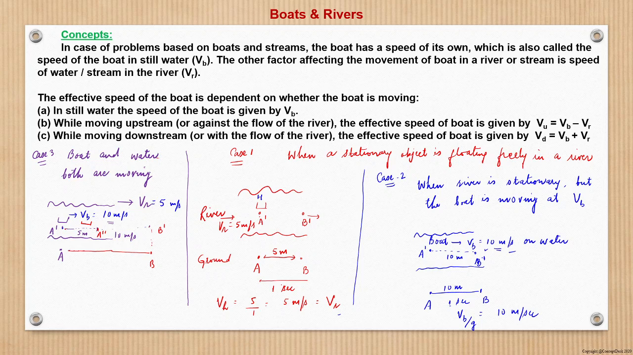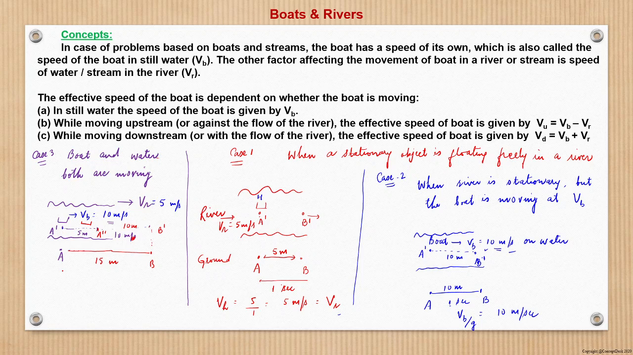So basically, in 1 second, the point on the river A dash reaches the point A double dash, and with respect to this point, the boat has moved a further 10 meters. So this is 10 meter, right? Therefore, the total distance from A to B is nothing but 15 meter. A to B is 15 meter.